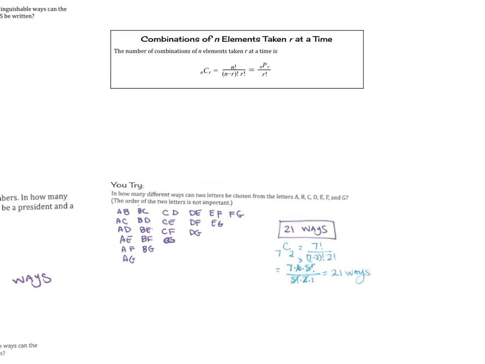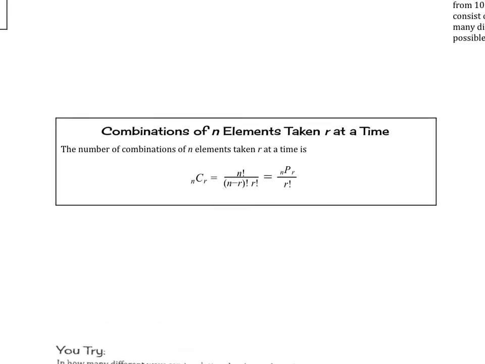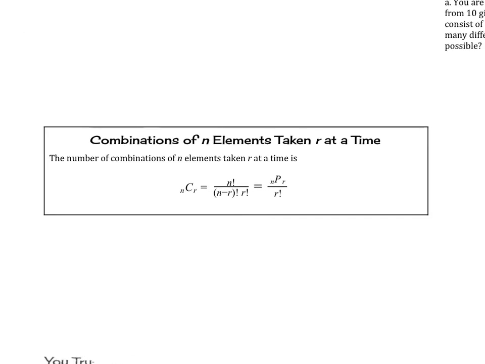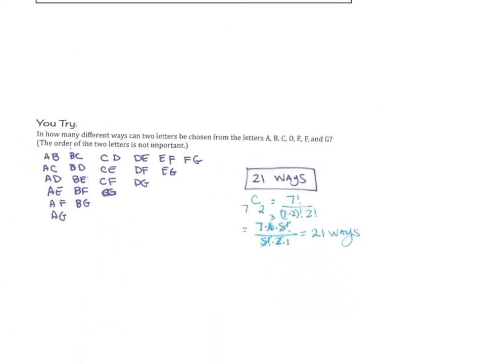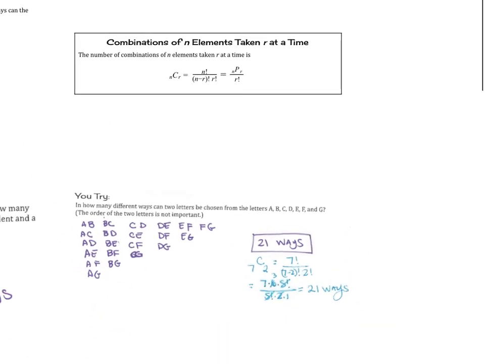For combinations of n elements taken r at a time, we can use this formula, n choose r: n factorial over n minus r factorial times r factorial. It's very similar to the permutation formula, and then you just divide by another r factorial. Let's use that for this example. We have 7 letters total, and we're choosing 2 out of them. So that's 7 factorial over 7 minus 2 factorial times 2 factorial, and you notice that we get the exact same answer.